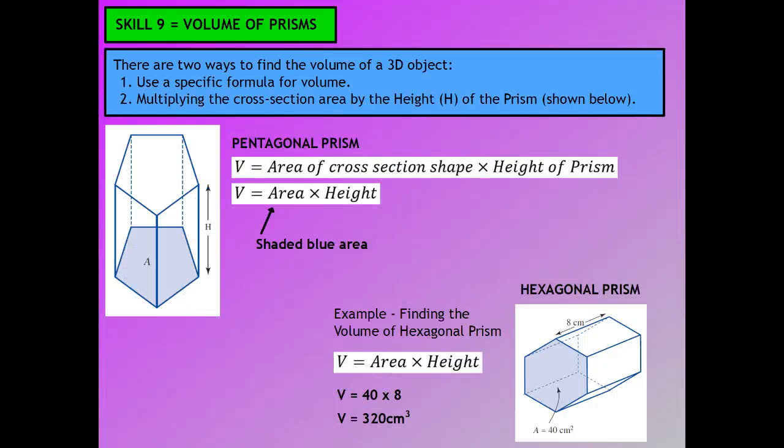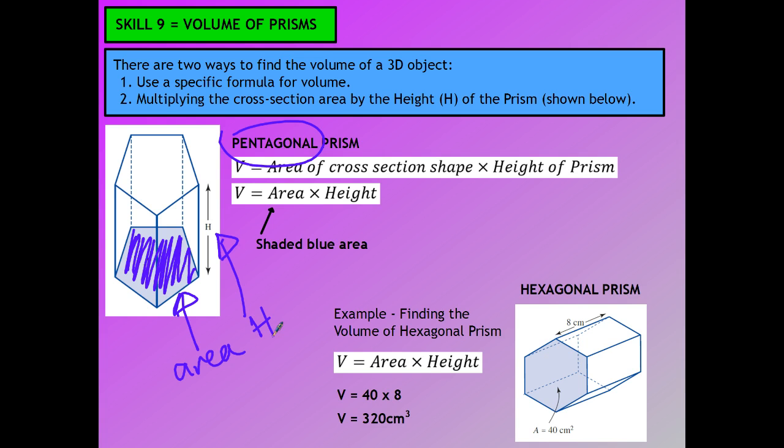The second method of finding the volume is where we multiply the cross-sectional area by the height of the prism. An example of the cross-sectional area is the shape that appears at the front and the back, or the top and the bottom. In the case on the left, we've got a pentagon, or a pentagonal prism. Here we can see the pentagon shape on the bottom, and the area is represented by the shaded blue section. If we know the area of this section, we can multiply it by the height length, and that'll give us the volume.